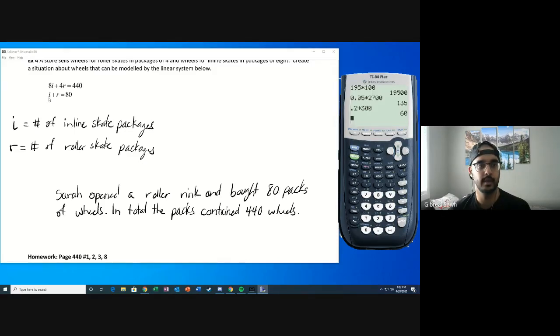So the inline skate packages plus the roller skate packages, in total that was 80. Now, our inline skates are going to have 4 wheels per skate, so for a set, there would be 8 wheels. And your roller skates are going to have 2 per skate, so in total, they're going to have 4. So in total, you've got 440 wheels. Because when you go, you're not going to rent just 1 skate, because the people that are going to go there are going to have 2 legs. So they're going to need a skate for each. Okay. So there's just a scenario that would talk about it.